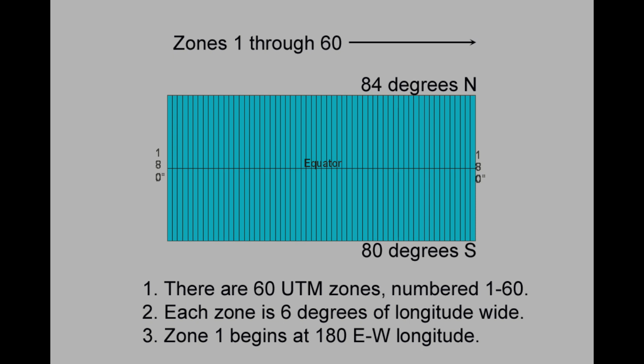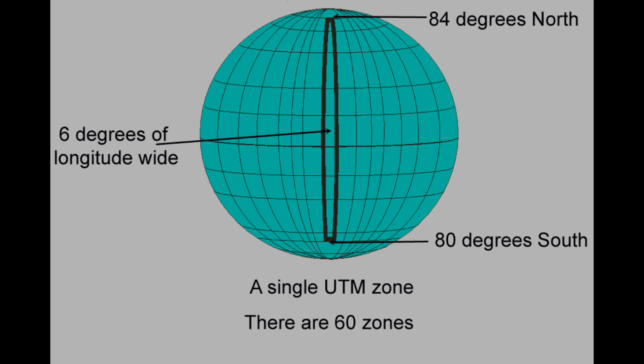Now this rectangle, as you can see, is divided into long thin zones, and each one of these zones is depicted by a vertical line there. There are 60 UTM zones, numbered 1 through 60. Zone number 1 begins on the left side, and zone number 60 ends on the right side. Here we see the outline of a single UTM zone with its northern and southern boundaries indicated. Notice that it is 6 degrees of longitude wide. There are 60 such zones, so 6 degrees per zone times 60 zones equals 360 degrees all the way around the earth.